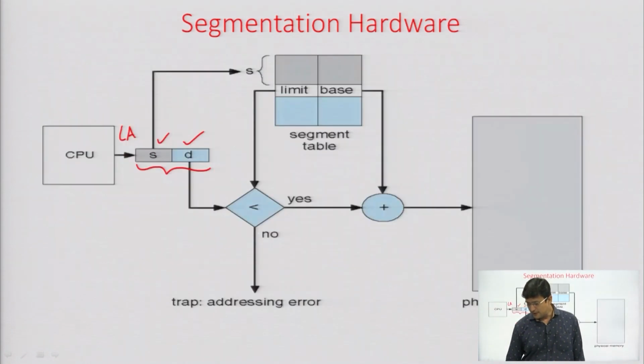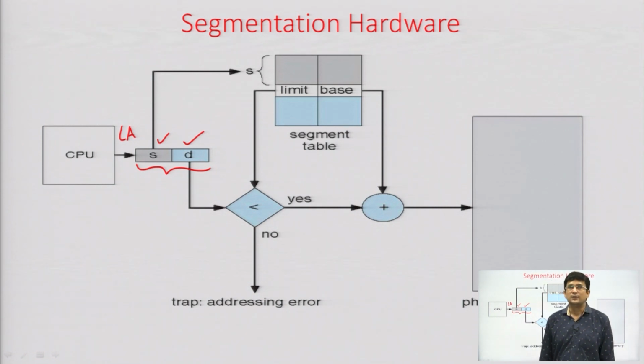So, for this we have this diagram. The address is divided into two parts, segment number and the offset. The offset tells you which address we are referring to, or it is mostly the length. Segment number and then the offset.